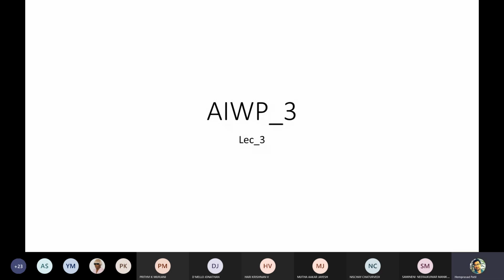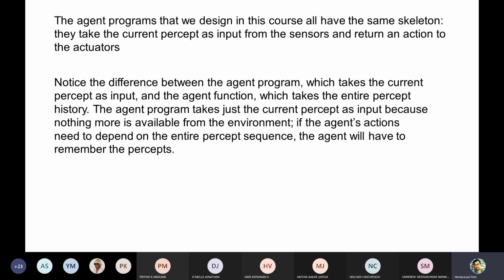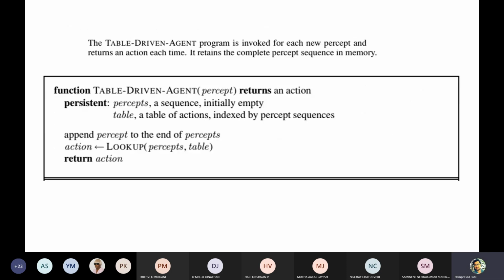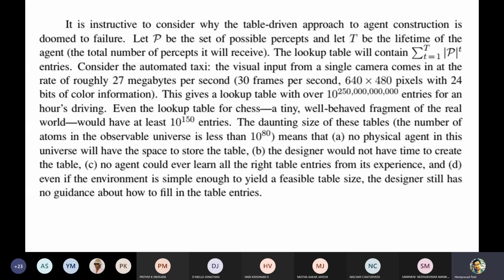So in the last lecture, we were discussing agents and environments. What is the difference between agent program and agent function? Then what is a table-driven agent? Why is the table-driven agent not used in real-life scenarios? It requires so many entries for a few tasks which human beings can perform easily. So that is the reason we avoid the table-based agent approach.